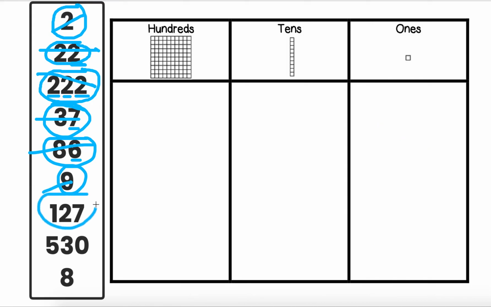Now I have 127. I'm going to start with my ones place. I have that 7 in the ones place. Then I'm going to go to my tens place. I have the 2 in the middle here. And then I have the little number 1, and I put the 1 all the way on the end. So now my number is 127, and it matches my example, 127.